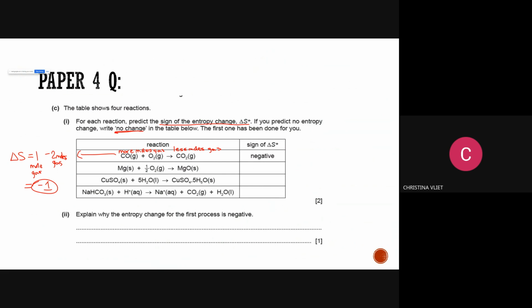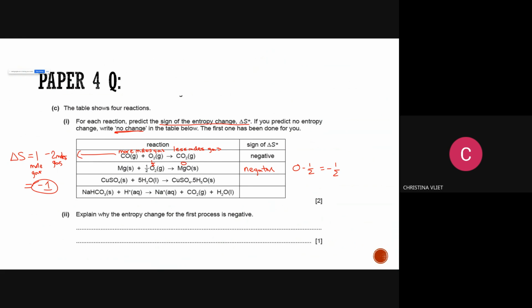The second one, what do you think? Also negative. Because you go from having a half a mole of gas here to no gas. Therefore, more order, sign of delta S is also negative. And if you just wanted to math it out, you would do 0 for your products and 1/2 for your reactants. It's products minus reactants. So you would do 0 minus 1/2, which is negative 1/2. Negative. Kind of make sense?